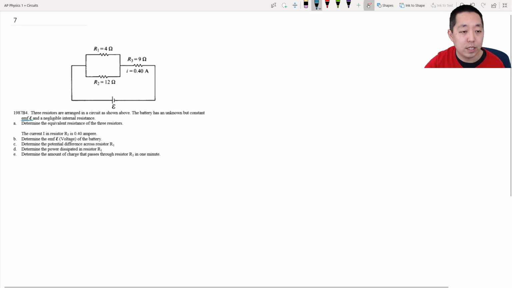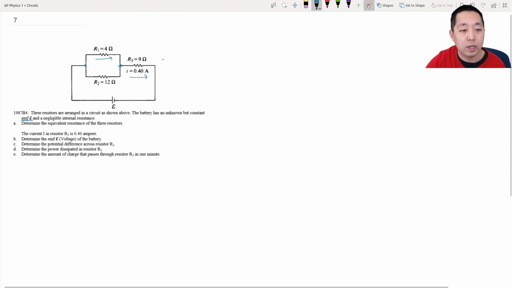First, you have to identify these two are parallel because they share the same endpoints. That's the key. These two are not in series because they don't have the same current flowing. The current flowing through here is not the same as the current flowing through here. And so that's why these two aren't in series. But these two are parallel because the endpoints are the same.